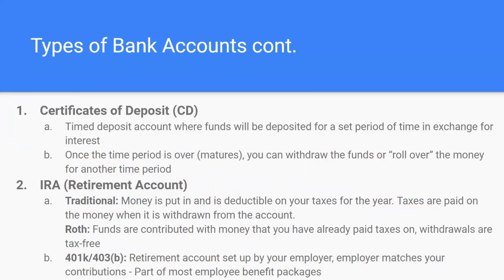Next, we have certificates of deposit, or a CD for short. So CDs are timed deposit accounts where funds are deposited for a set period of time in exchange for interest, and you will usually get a higher percentage of interest compared to a savings account. So there's more incentive there. Once the time period is over, it's called the maturity day, and you can withdraw the funds or roll over. That's another one of the banking terminologies. You can roll over the money for another time period.